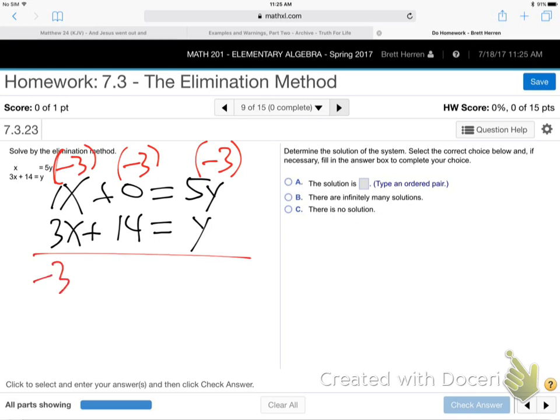So I'll get negative 3x plus 0. Anything times 0 is 0. We're multiplying, right? Is negative 15y. The bottom equation is like that. There we go. Now we can add them up, and the x's will go away for us, which is nice.